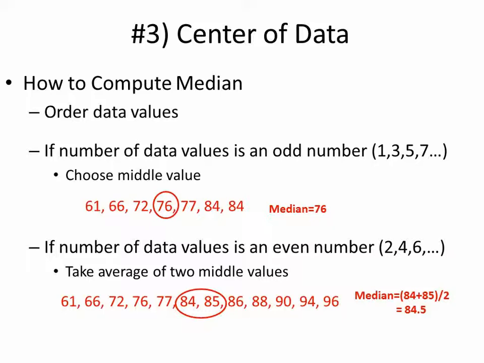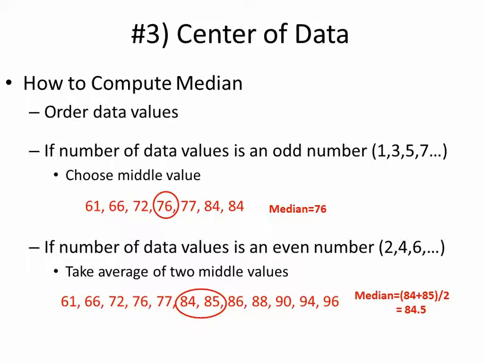That part's easy. So what if we have an even number? Well, how many do we have here? 1, 2, 3, 4, 5, 6, 7, 8, 9, 10, 11, 12. They're ordered. So these are the two middle data values, the 6th and the 7th. Okay? So I'm going to take the average here. The median is going to be 84.5. So it's pretty straightforward. It's just intuitively what it seems like.